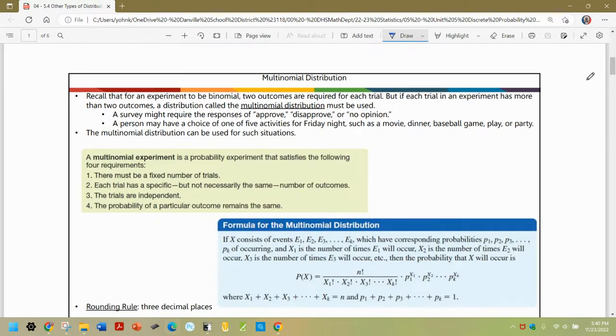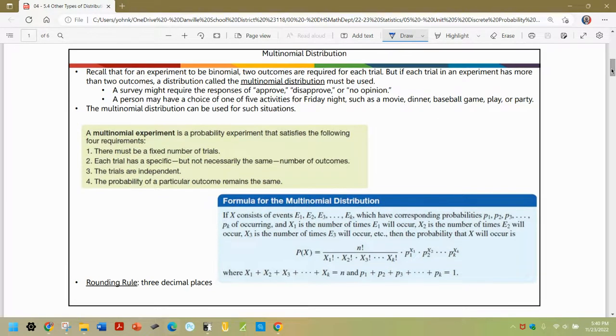So first, multinomial distributions. Recall that for an experiment to be binomial, two outcomes are required for each trial. But if each trial in an experiment has more than two outcomes, a distribution called the multinomial distribution must be used. So, for example, if a survey requires the responses of approve, disapprove, or no opinion, or a person may have a choice of one of five activities for Friday night, such as a movie, dinner, baseball game, play, or party, the multinomial distribution is going to be used in these situations.